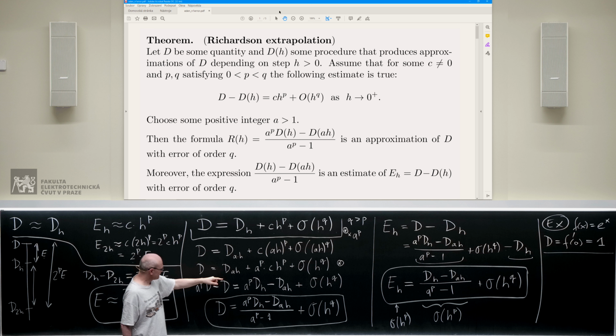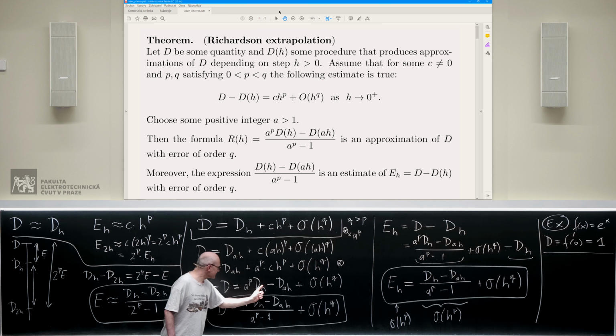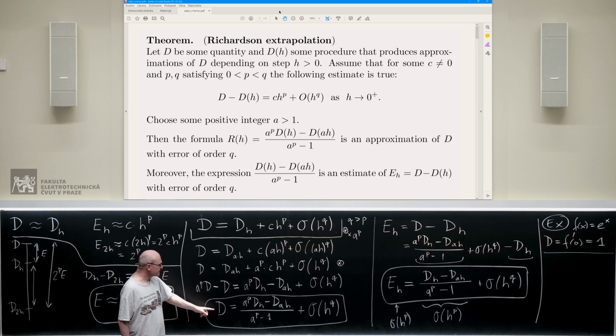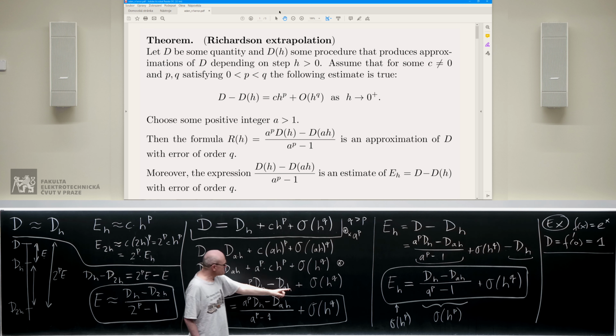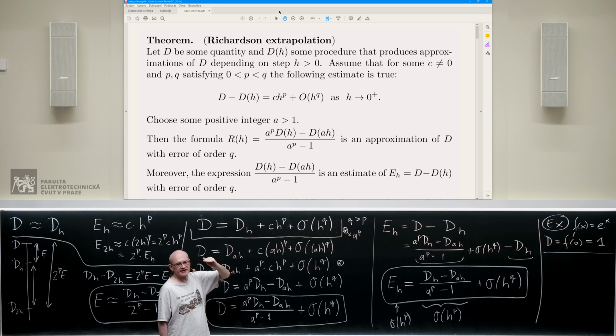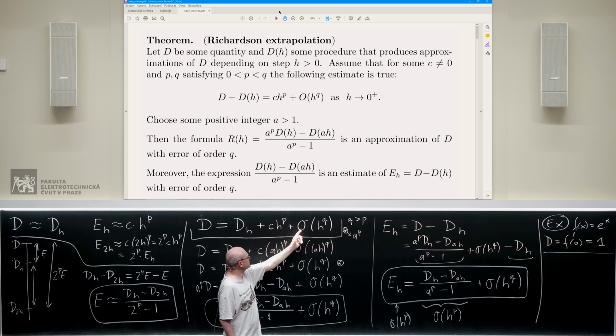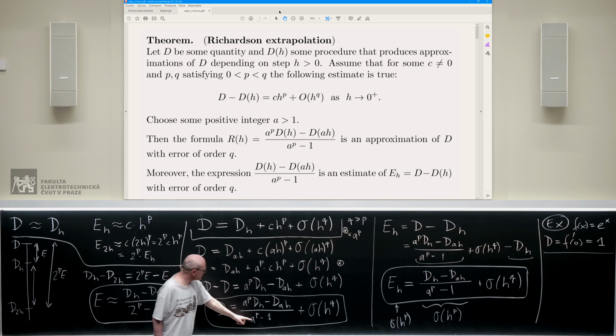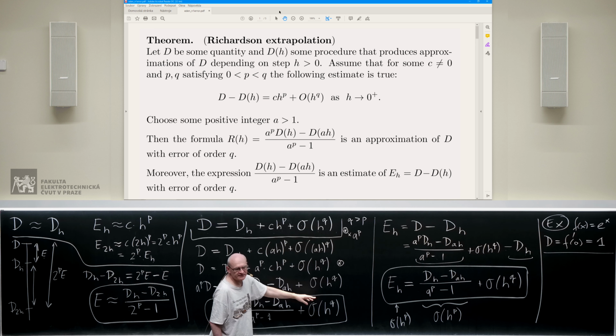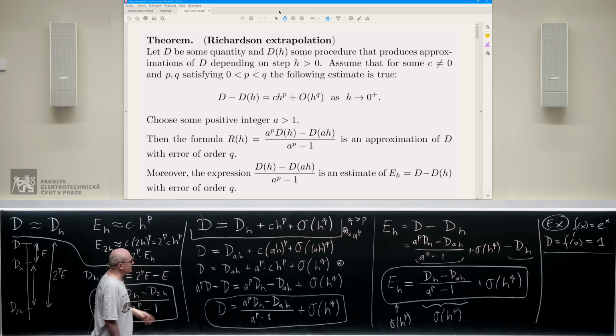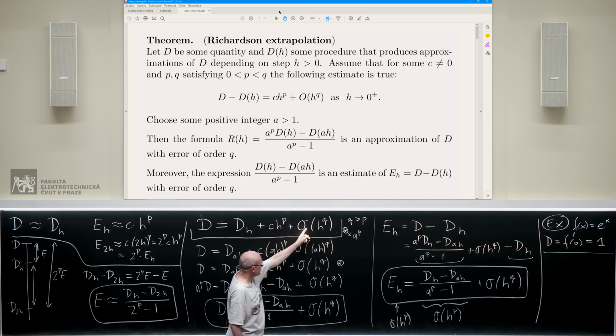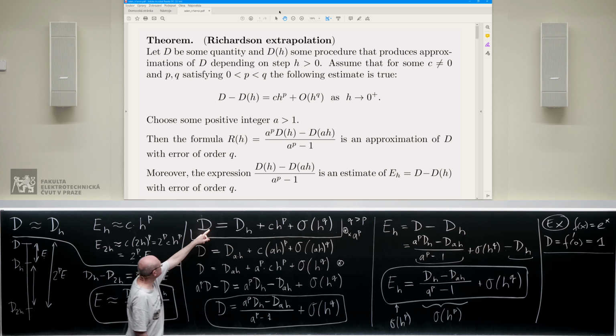Let's have a look at this one. As I said, this is another estimation of the value d, and it is of a better order. Sometimes when you are doing the analysis of the error, it may even happen that you are skipping some powers. So typically this q would be p plus 1, but it may actually be p plus 2, p plus 3. And if that happens, then the quality of this new estimate is markedly better than the original quality. But even if it's just p plus 1, it's still better than the original guy, than this d_h.